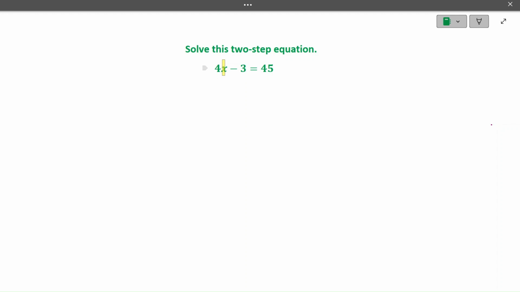Our big goal is to get our variable x by itself, and we do that by using the order of operations, which we abbreviate to PEMDAS, and we are using PEMDAS backwards because we're solving an equation. So anytime we move things across the equal sign, we use PEMDAS backwards. Sometimes we call it SADMEP, and we group addition and subtraction together, multiplication and division together, and then we deal with exponents and then parentheses.